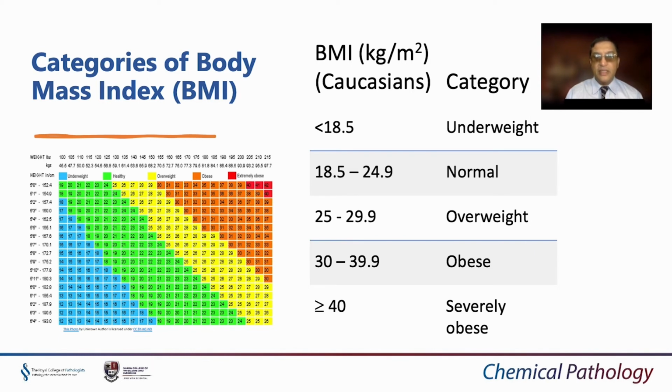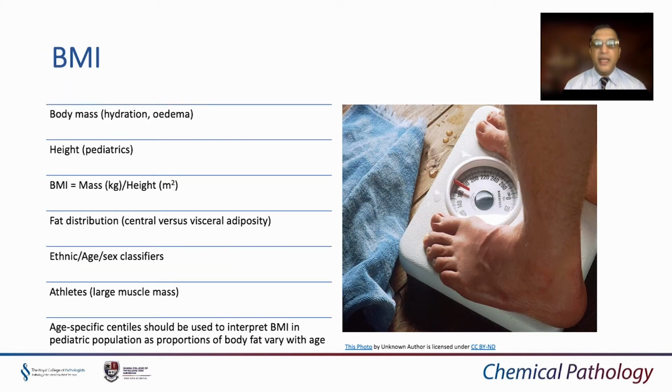Various cutoff points categorize patients into underweight, normal, overweight, obese, and severely obese categories. The BMI does suffer from some problems. It utilizes body mass in its calculation, and ignores states of confounding hydration and edema. It's sometimes also difficult to measure height in pediatric populations. It is also not able to distinguish central versus visceral fat.